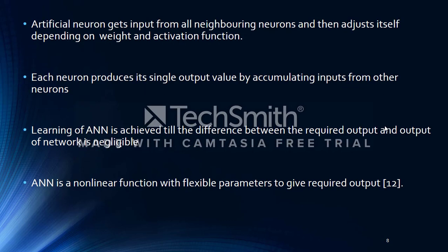Artificial neurons get input from all neighboring neurons and then adjust themselves depending on weight and activation function. Each neuron produces its single output value by accumulating input from other neurons. Learning of an artificial neural network is achieved till the difference between the required output and output of the network is negligible. An artificial neural network is a non-linear function with flexible parameters to give the required output.